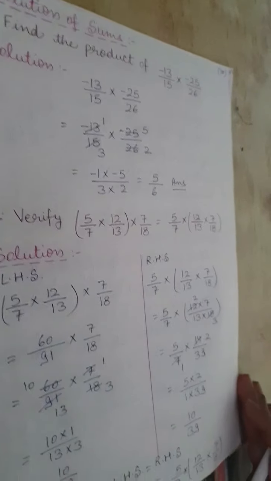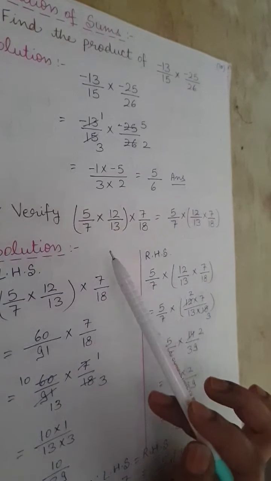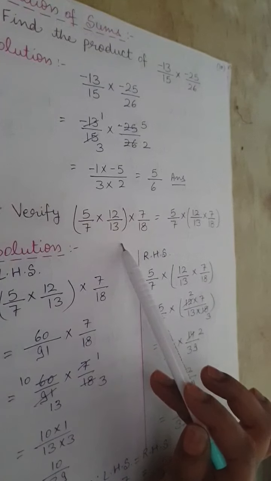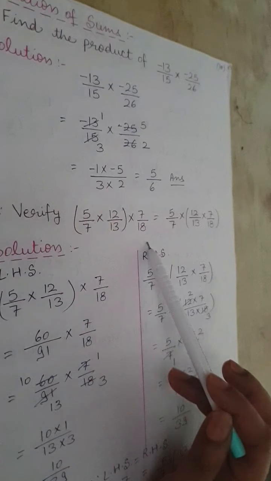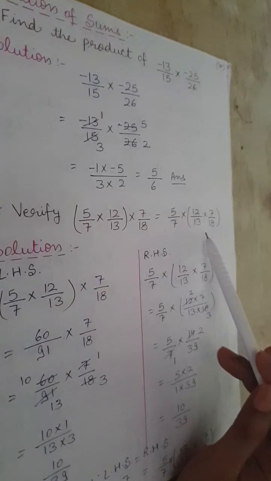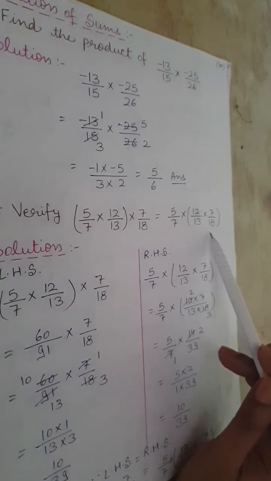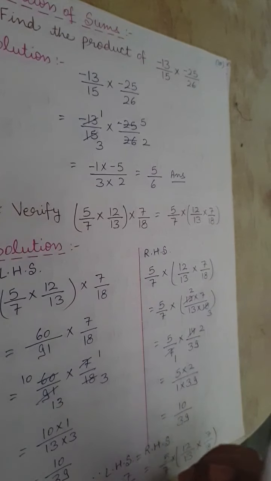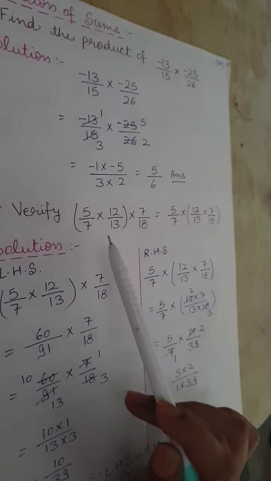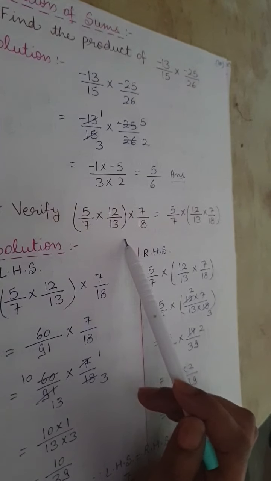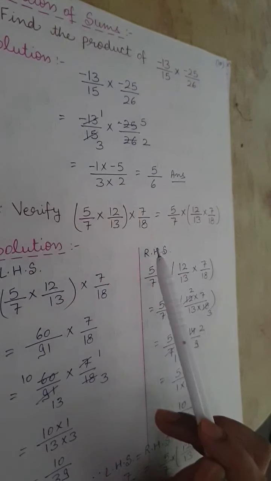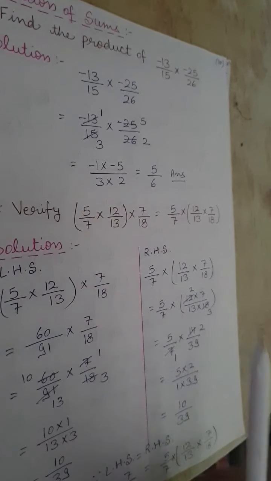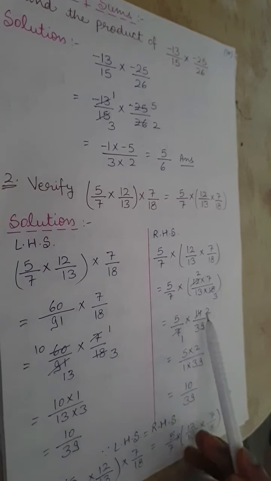Fine. Now another example. You have to verify that 5 upon 7 multiplied by the product of 12 upon 13 and 7 upon 18 is equal to the product of 5 upon 7 and 12 upon 13, multiplied by 7 upon 18. In these types of sums, you have to remember one thing: you must solve the brackets first. Fine. Now take LHS and RHS.